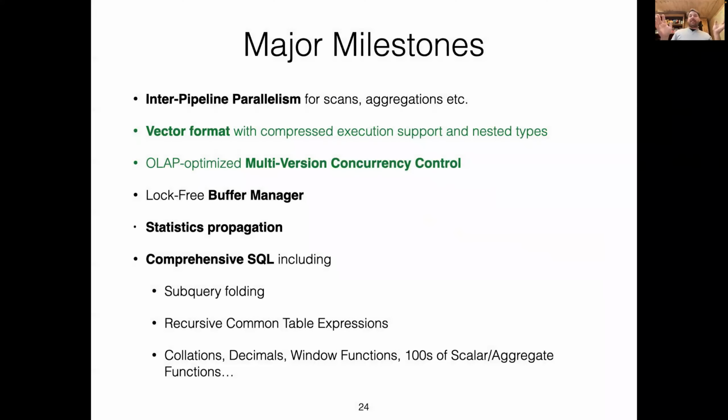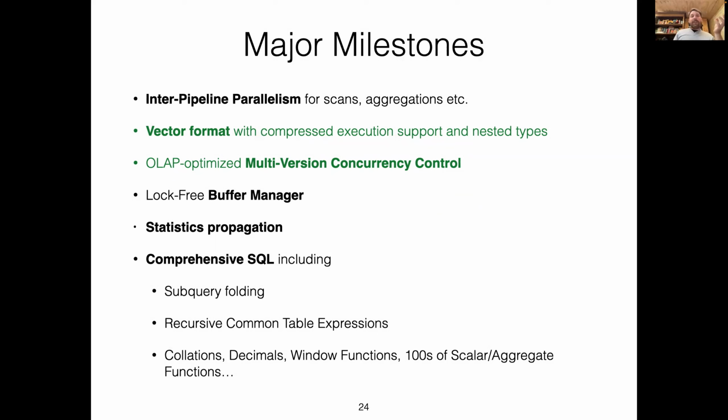Continuing with the slide. So what are some major milestones we've had in DuckDB? DuckDB has inter-pipeline parallelism. So basically we have a morsel-driven parallelism method where we look at your query and then automatically figure out how to parallelize your query, which basically means that all the materializing operators, for example aggregations or joins, so on and so forth, are aware of parallel execution and are able to efficiently parallelize your query.